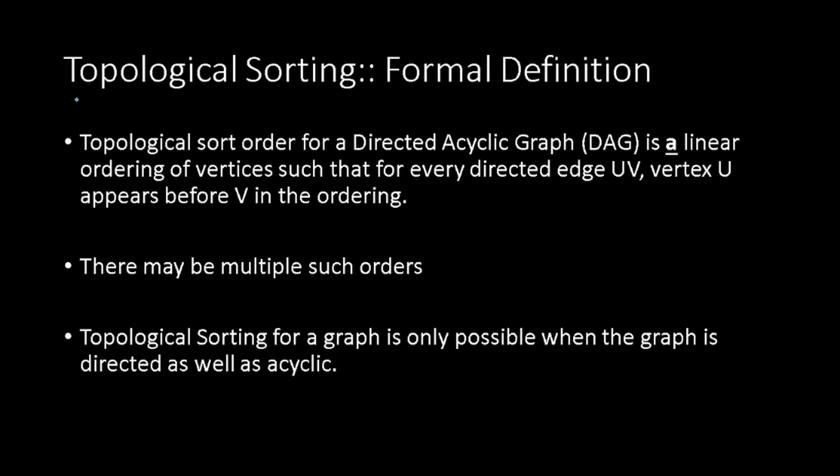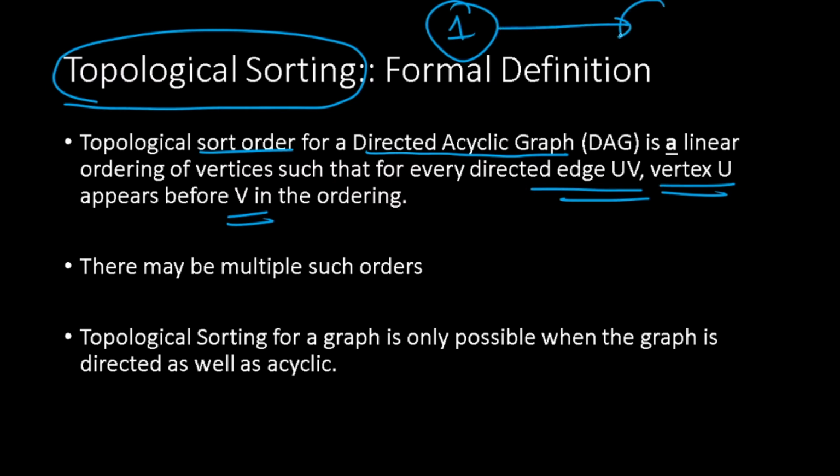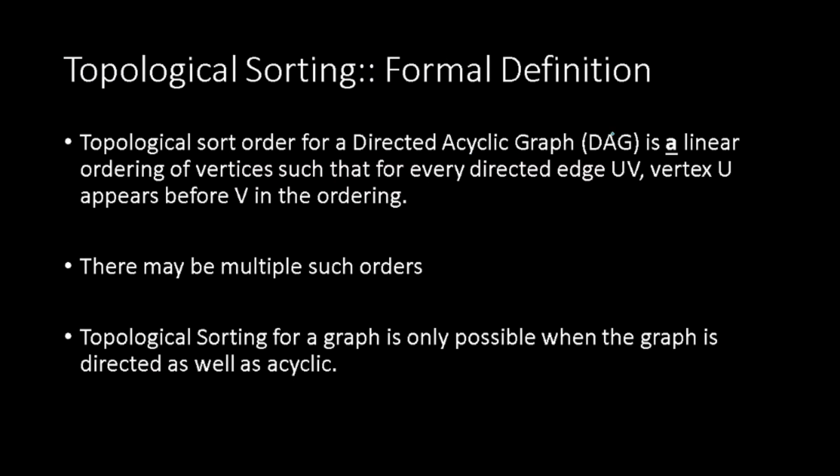So let's go ahead and formally define topological sorting. A topological sorting exists only for a directed acyclic graph, by the way. Whenever there is an edge uv, vertex u must appear before v in the topological sort order. What is it trying to say? There is vertex 1, vertex 2 and there is a directed edge. So 1 has to occur before 2 in the topological sort order. Now for this to happen, the graph must be directed as well as acyclic.